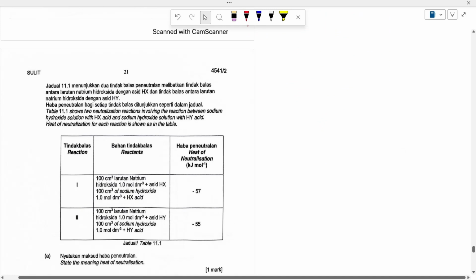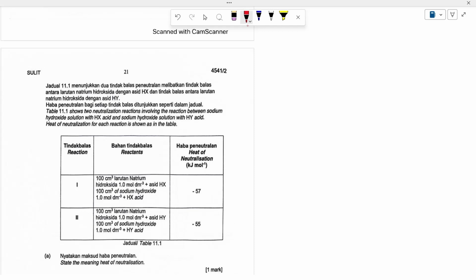The table shows two neutralization reactions involving sodium hydroxide solution with HX and with HY. The heat of neutralization given for the strong acid with strong alkali is 57 kilojoule per mole. Heat is released. HY is a weak acid, so that's why it is less than 57 kilojoule per mole.